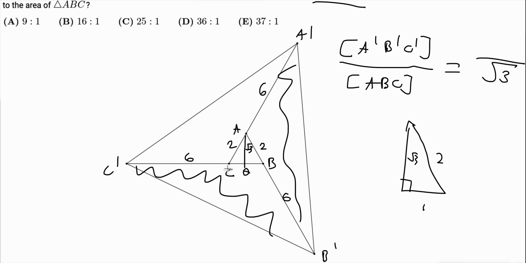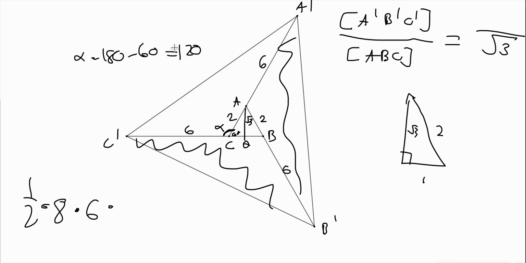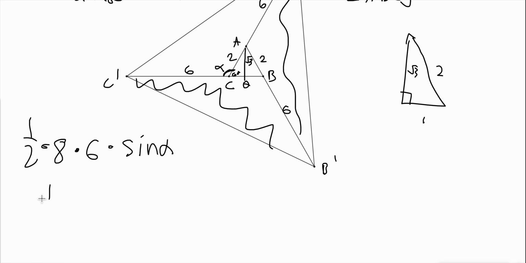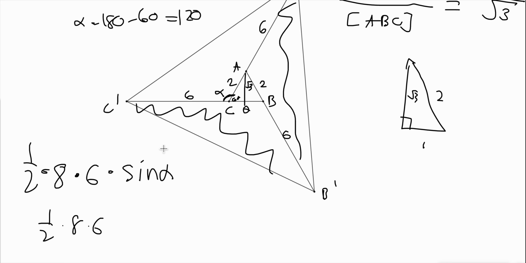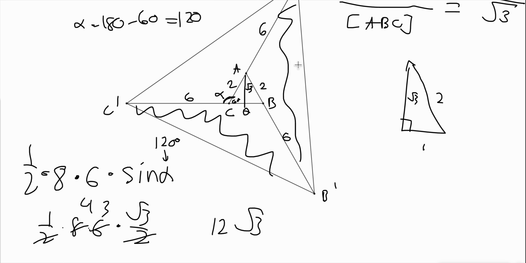So to find this, we have that CA prime is 8, C prime C is 6, so the area is 1/2 times 8 times 6 times the sine of this angle right here. So I'm going to call this angle alpha. And since we know that this is 60, we know that alpha is 180 minus 60 equals 120. And so this is sine alpha. And so 1/2 times 8 times 6 times sine of 120 degrees, which is square root 3 over 2. And so, I'll just take the 2's out. So this is going to be 4. So this is 12 square root 3. Each one of these triangles is 12 square root 3.